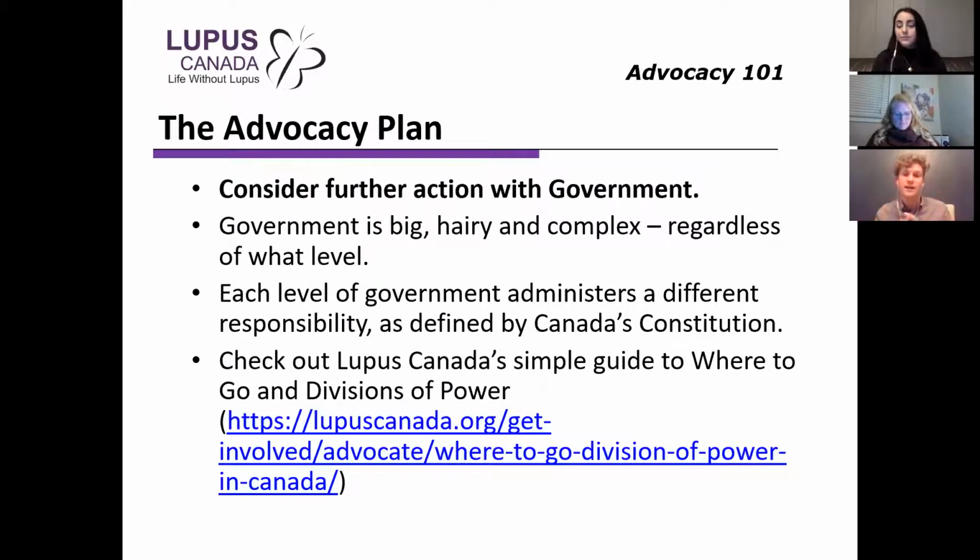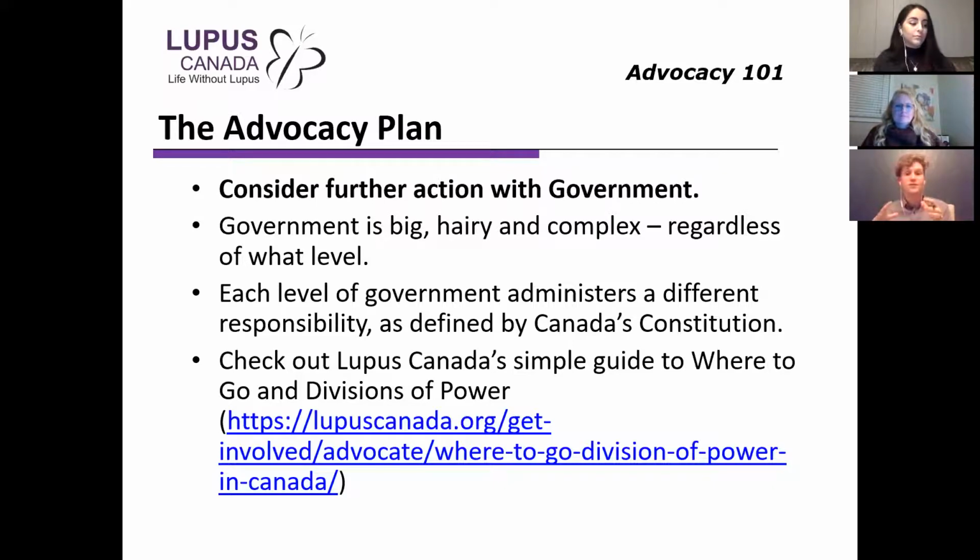So for considering action with government, government is big, hairy, complex, regardless of what level, federal, municipal, provincial. I could go on and on, probably for another 20 minutes about the divisions of power and where to go, but I'll just do it quite quickly in about a minute. So you have the federal government, think big picture. They're there for taxes, the army, creating laws for public safety, ensuring that we have money and that our money is being circulated properly. Yes, they have something called Health Canada, but Health Canada really doesn't have to do with the day-to-day interactions we usually need if we're going to a rheumatologist or our general practitioner. Health Canada is there for large things like global pandemics. And they're really there to take a bunch of money and give it to the provinces so that the provinces can do the ground level stuff.